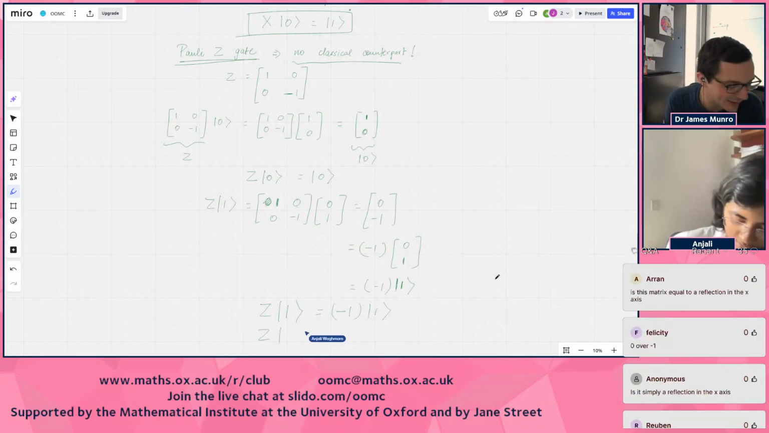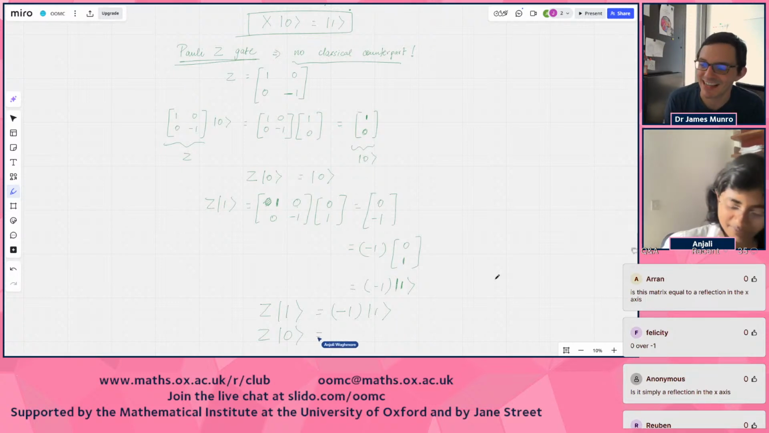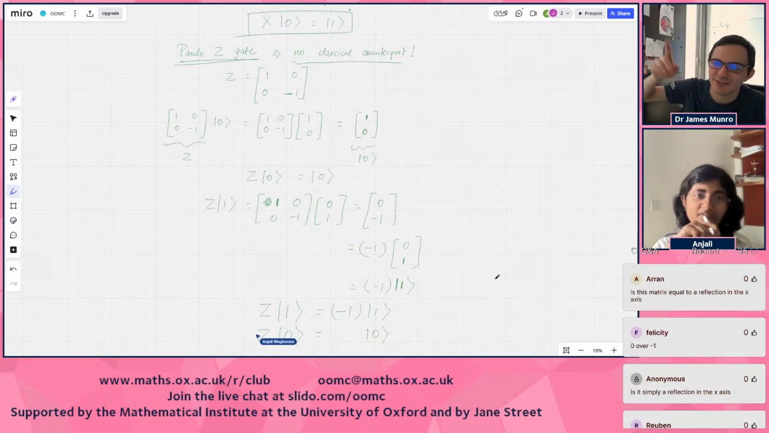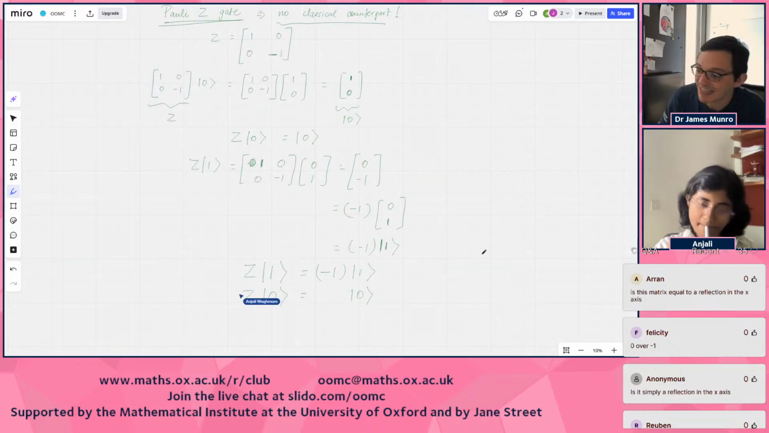And Aaron, Z, and Anonymous, but first Felicity, have told me that that's reflection in the x-axis, which I agree with. There's another sort of reflection, which is confusing, and I'll think about it. We've seen reflection in a 45-degree angle, and this is a reflection in the x-axis. But Ruben asks, what does a negative bit mean? You've got this minus 1 times 1, and classically, I don't think that is a thing.